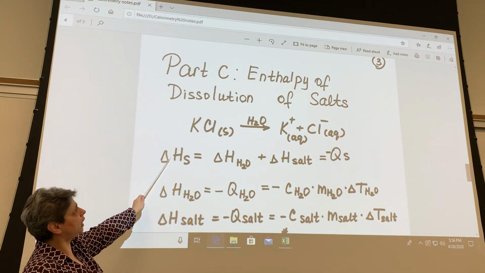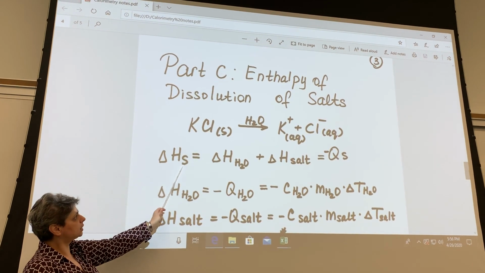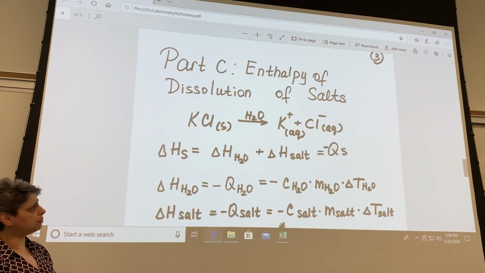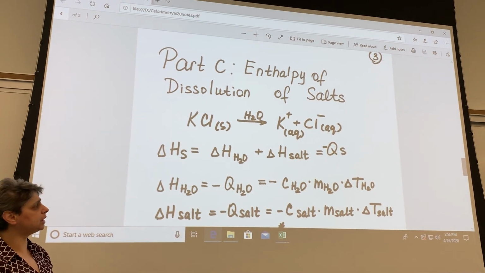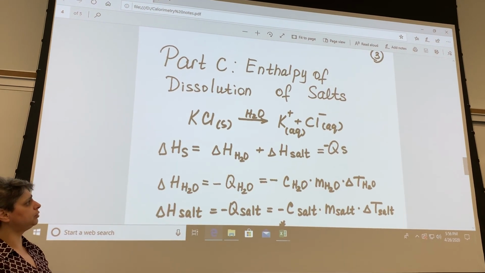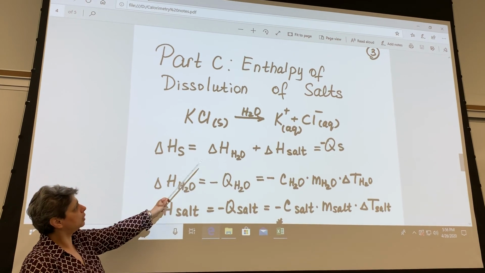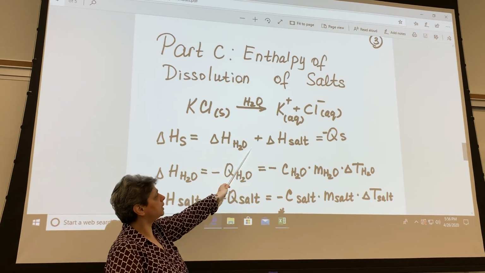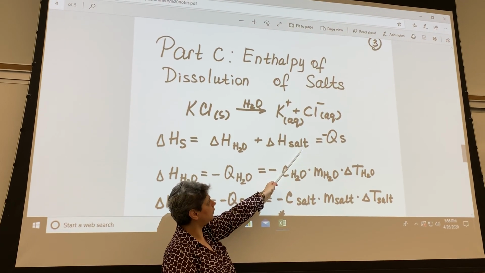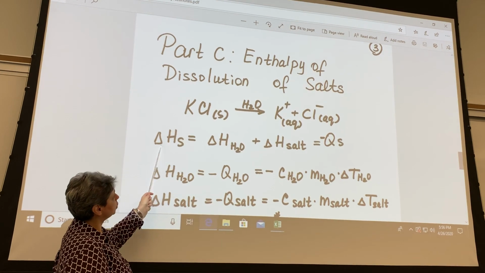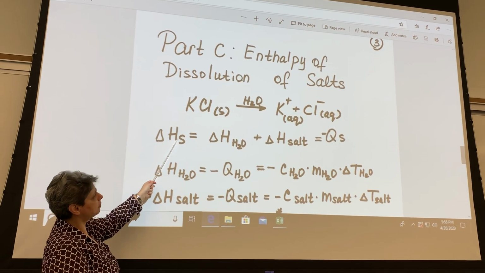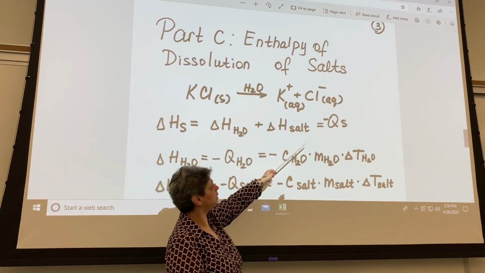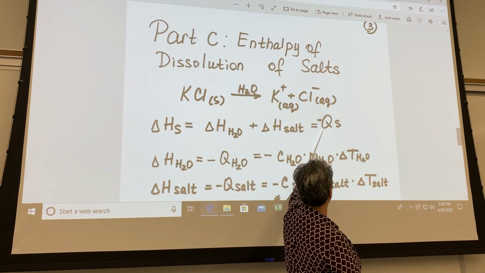So here we're looking for enthalpy of solution. S here stands for solution. We have two bodies, if you will, two substances here, and we have to evaluate enthalpy changes for both. Enthalpy of solution is found as enthalpy change of water plus enthalpy change of the salt itself. Just like before, enthalpy of solution is numerically the same as heat of solution. The difference is in the sign. So enthalpy of solution and heat of solution are the same as far as absolute value is concerned, but have a different sign.